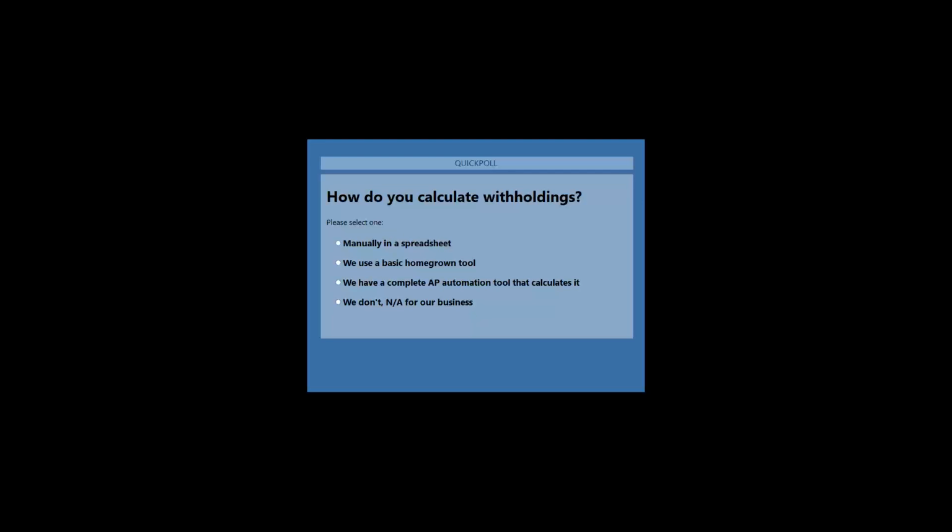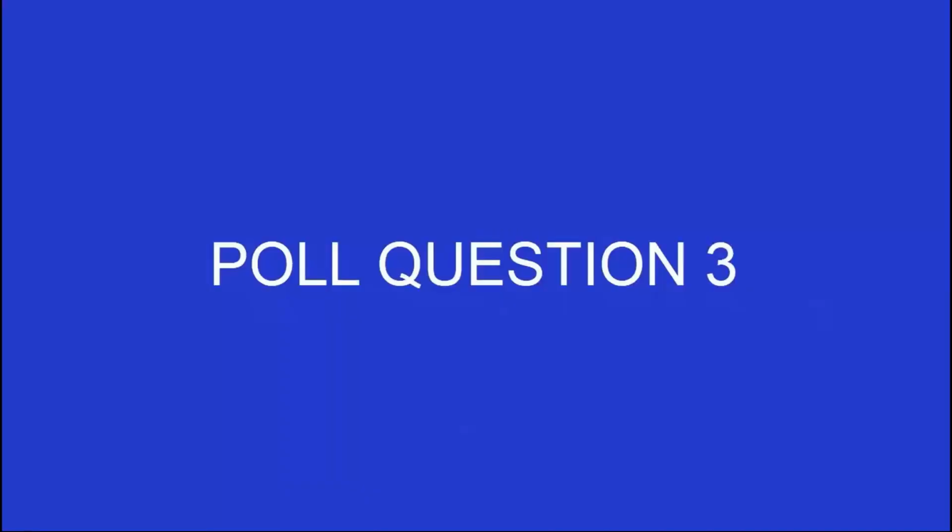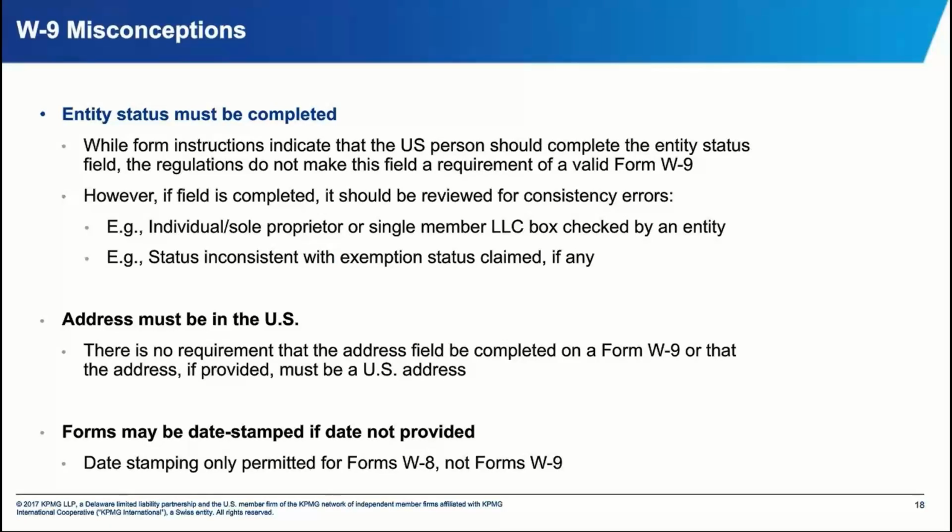So some of the misconceptions we commonly see with the W-9 is that the entity status must be completed. That's actually not true. The regulations for a valid W-9 say you have to have the name, a TIN, an address, and a signature. So you can have a valid W-9 if they don't give you that entity type. That said, if they are giving the entity type, which normally they do, you've got to make sure that it's consistent. So, for example, if they check that they're a partnership, but they've also used the exempt payee code that they're a corporation, that wouldn't necessarily invalidate the form, but you would have to do information reporting. You could not treat them as an exempt recipient because they've indicated they're a partnership.